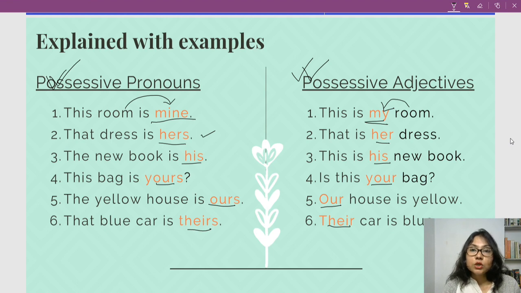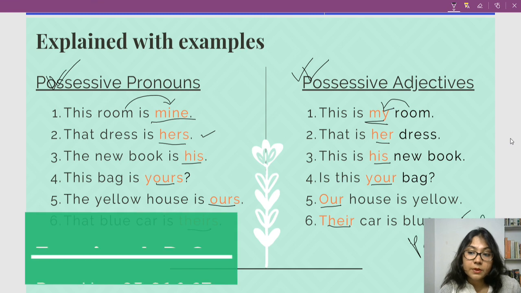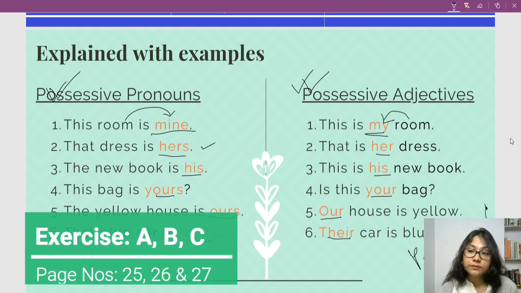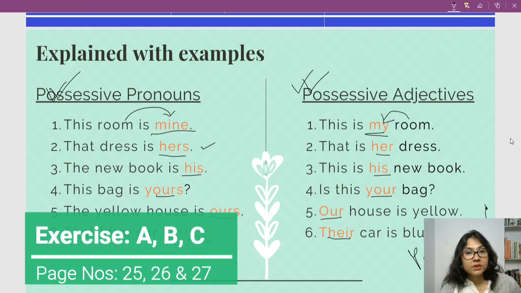So, what you're going to do is open your grammar books to page number 25, and on page number 25 you're going to find exercise A, B and C. Exercise A, B and C will be your home assignment. You are going to do them, and in the next class we shall move on to reflexive pronouns, and in that very class I will also provide you with the answer keys for exercise A, B and C.